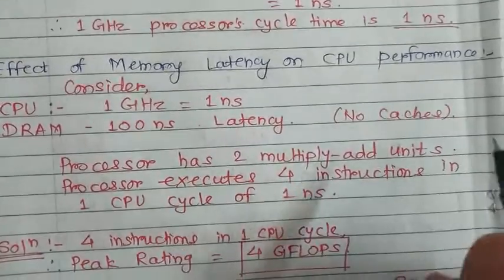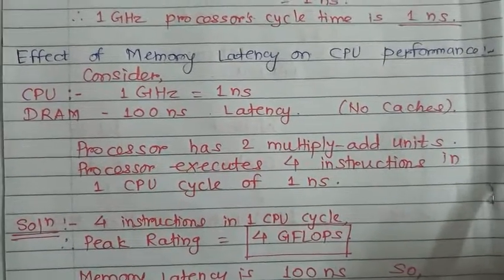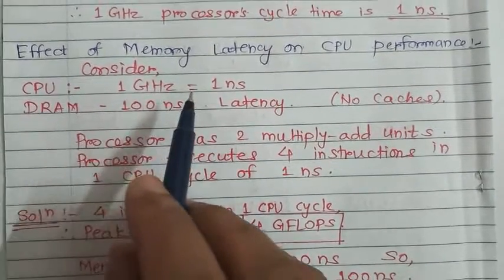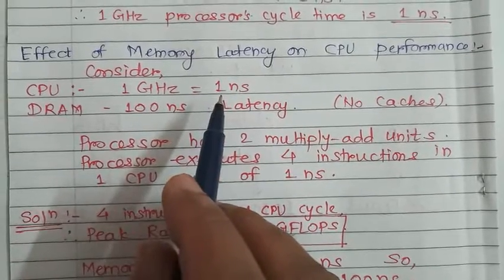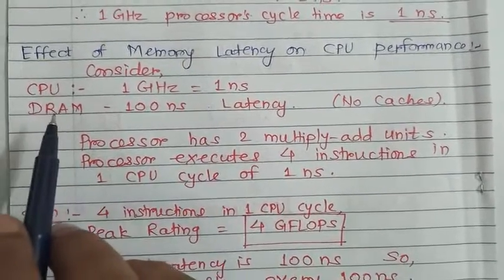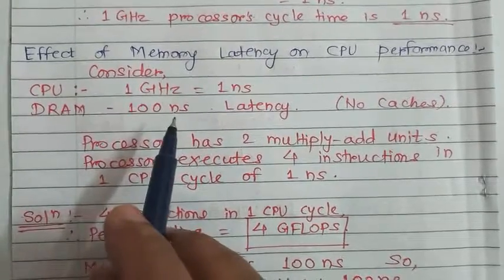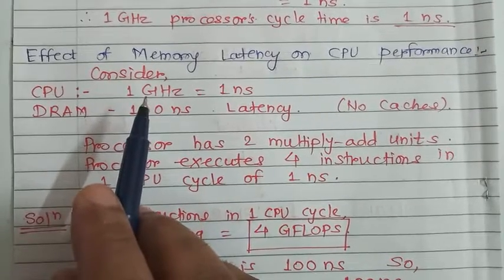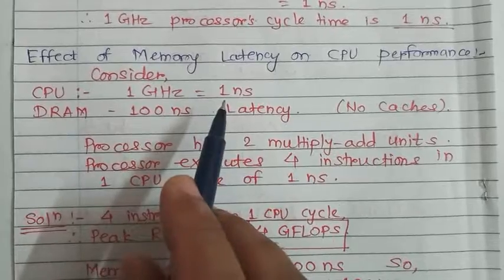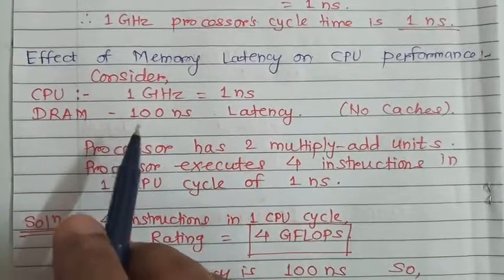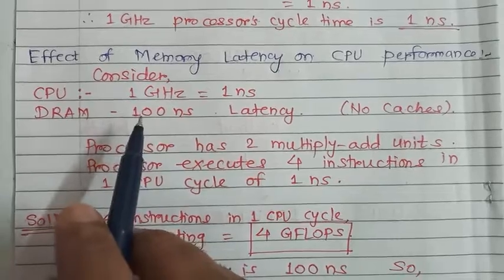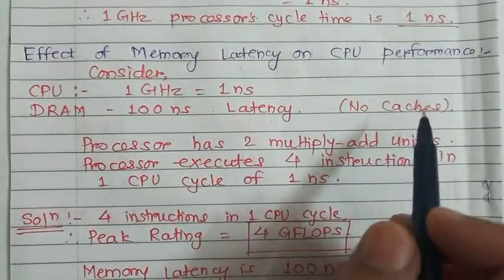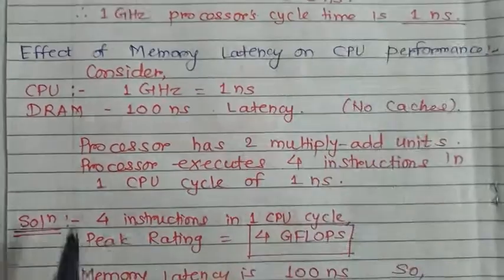Now we will come to the actual example, the effect of memory latency on CPU performance. These are some assumptions. Consider the CPU is of 1 gigahertz. We have seen the 1 gigahertz CPU clock cycle time is 1 nanosecond, and consider DRAM latency is 100 nanoseconds. It means the CPU can perform an operation or many operations in 1 nanosecond, but DRAM has 100 nanosecond latency. So it takes 100 nanoseconds for a word to transfer to the CPU. We are considering there is an absence of cache memory.